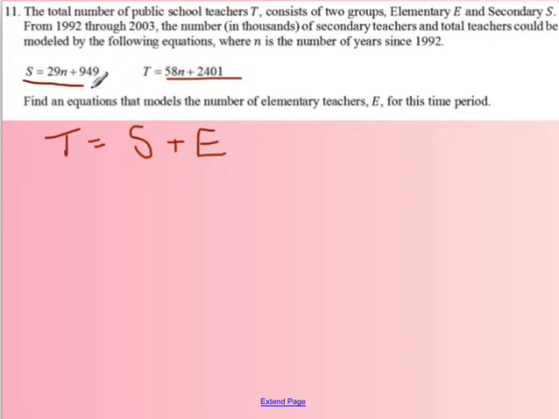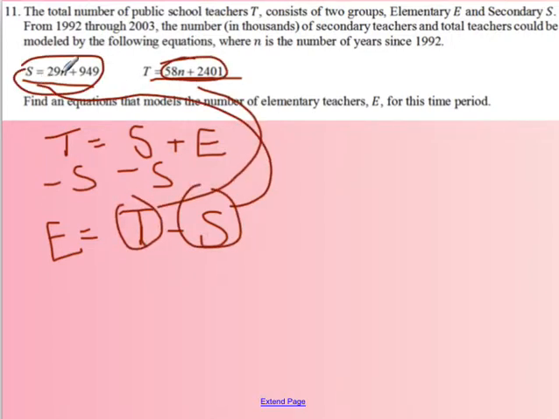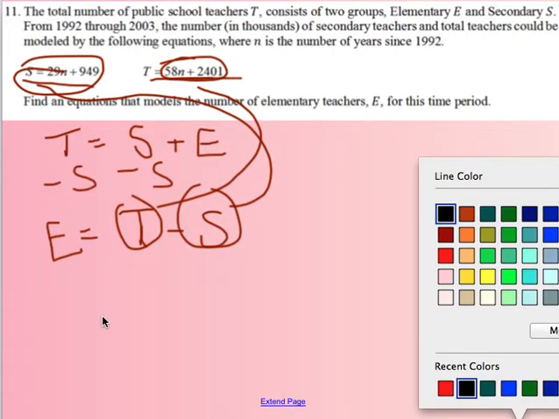So we have secondary and we have total. So to get elementary school teachers, the elementary school teachers are equal to the total number of teachers minus the number of secondary teachers. Okay, so that's how I'm going to calculate the number of elementary school teachers. So now I'm going to plug in this equation for T, and I'm going to plug in this equation for S. So let's go ahead and do that.